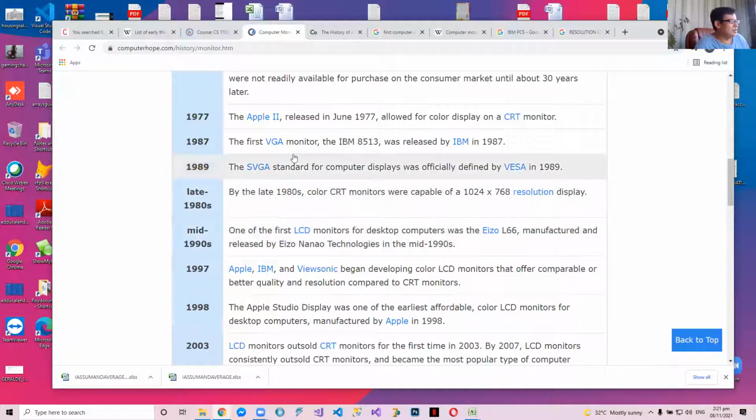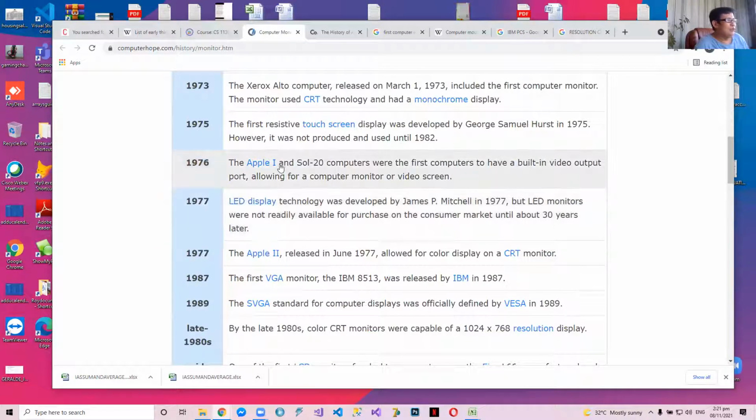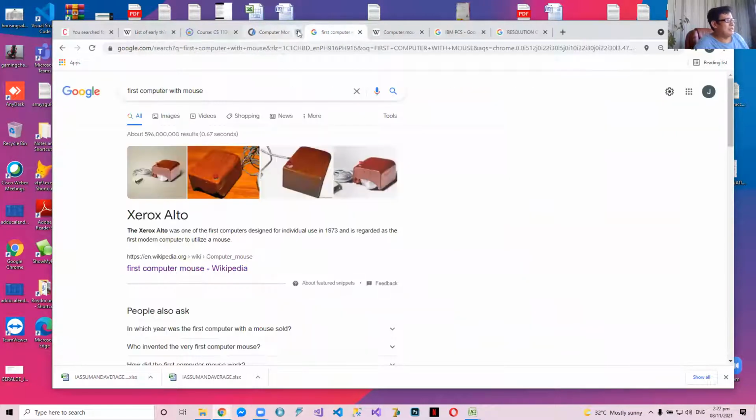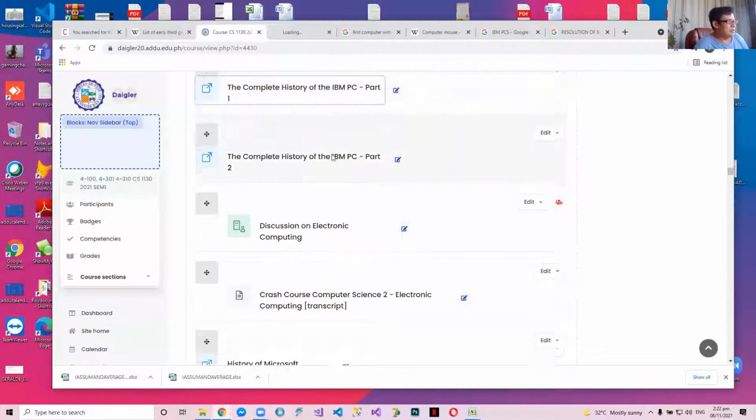So the first computer with a VGA monitor is 1987. Okay. First color monitor is the Apple II, in 1977. Okay. So anyway, we don't have many details now. We're just telling stories, finishing the history. Okay. Now let's look at the history of the IBM PC. It comes in two parts.